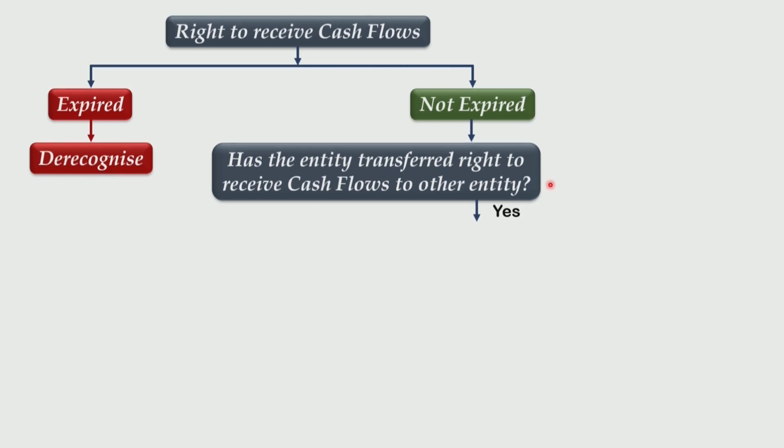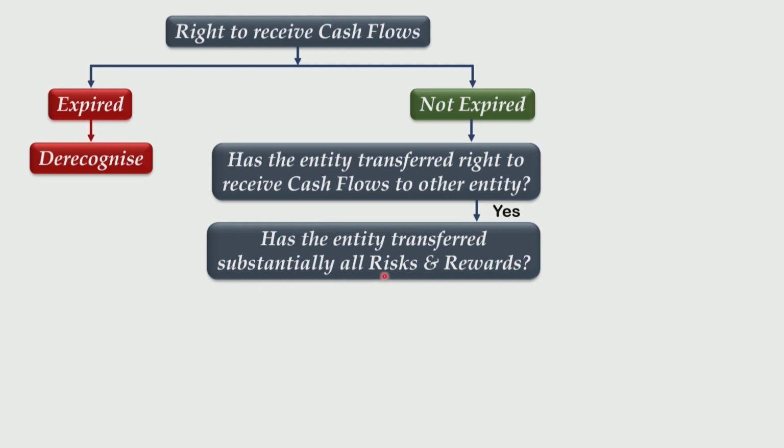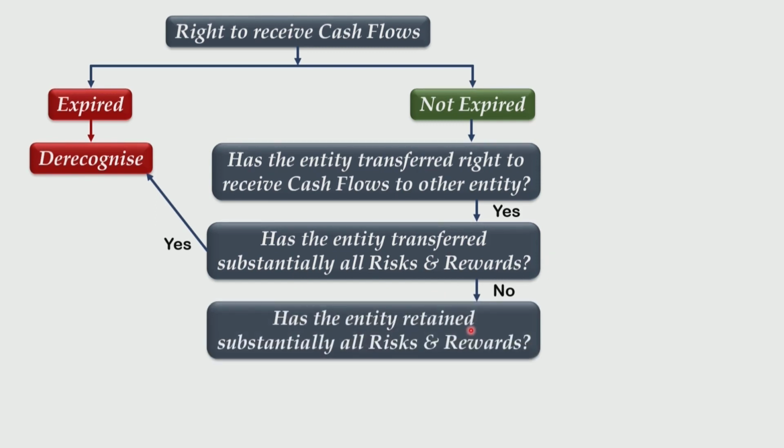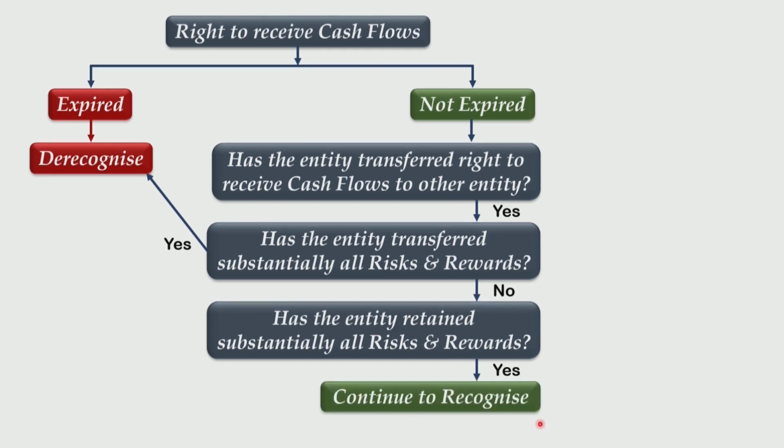If the answer is yes, then ask whether the entity has transferred substantially all risks and rewards. If the answer to this also is yes, you would simply derecognize the financial asset. However, if the answer to this question is no, then you further check whether the entity has retained all these risks and rewards. That means if you have not transferred the risk and reward to another entity, have you retained such risks and rewards? If the answer is yes, then the risks and rewards of the asset continue to be with the entity. In such a case, the standard requires the entity to continue to recognize the financial asset.